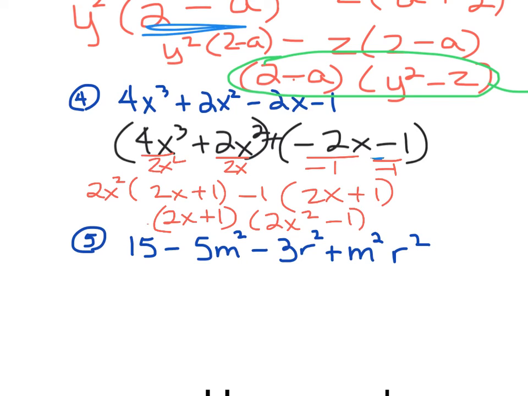We can leave it, or we can put the 2 m's together and then the 15 and the 3r squared. Either way, we'll still be able to get a GCF out of that. All right, I'm going to work it as is. So I'm just going to put parentheses around the 15 and the -5m squared. And then here I'm going to put it around the -3r squared plus m squared r squared.